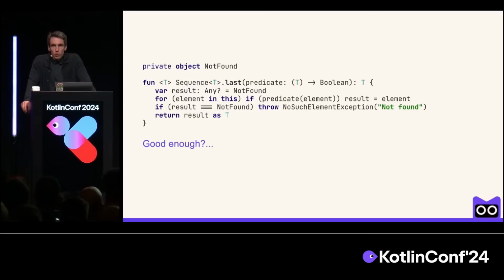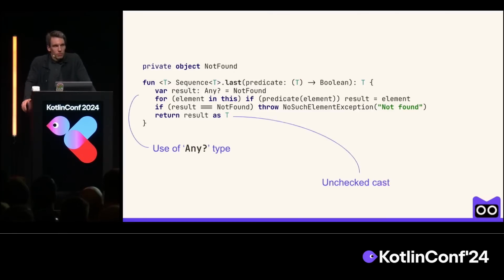And in order to get rid of this additional Boolean variable, we could use some private object as a tag that will serve us as a signal that we didn't find anything in the sequence. But is this approach good enough? Well, we are definitely not happy with it, because in this case, we have to convince our type system by using the most generic type, Any. And we still have this unchecked cast at the end. So this code clearly shows that something is missing in our type system.